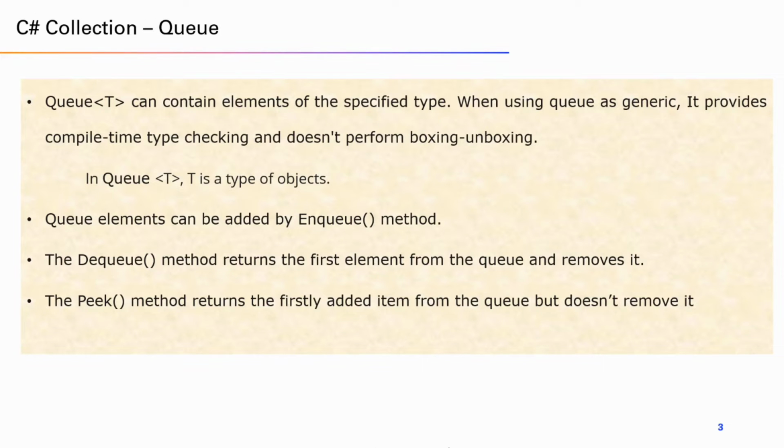By using the enqueue method, we can add elements to the queue. The dequeue method returns the first element from the queue and removes it. The peek method returns the firstly added item from the queue but doesn't remove it.